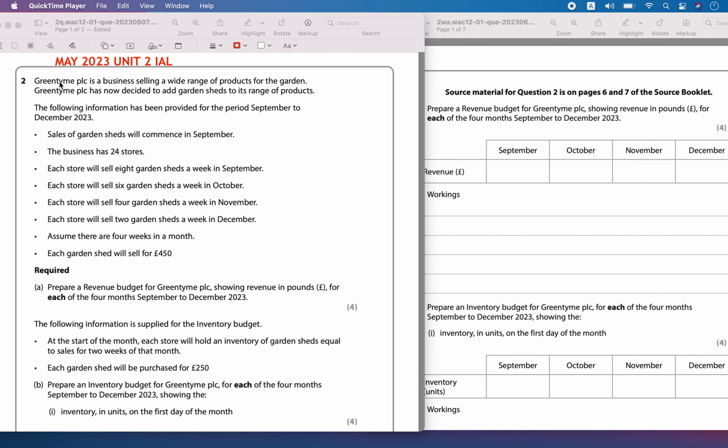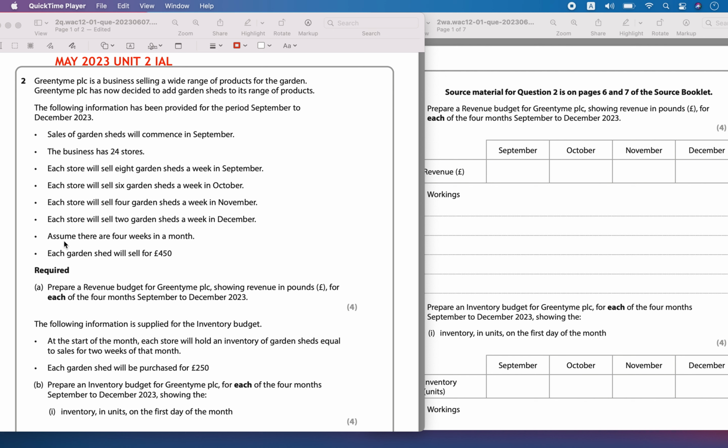Hello, today we are solving the May 2023 Unit 2 IAL paper. Greentyme PLC is a business selling a wide range of products for the garden. It has now decided to add garden sheds to its range of products. The following information is available for September to December.